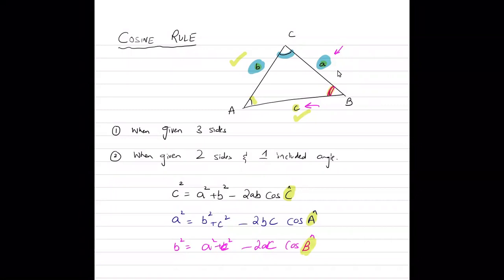Okay, let's see a question. Are there any questions so far? No, sir. So right now what I've discussed is that we apply cosine rule to solve for all the unknown angles and sides of triangles in two situations: when you're given three sides, or when given two sides and one included angle.